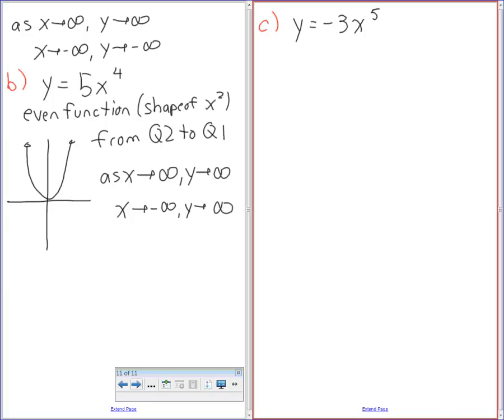Okay, so that says y equals negative 3x to the 5th. Tristan, will this be an odd function or an even function? Odd function. This is an odd function. Very good.